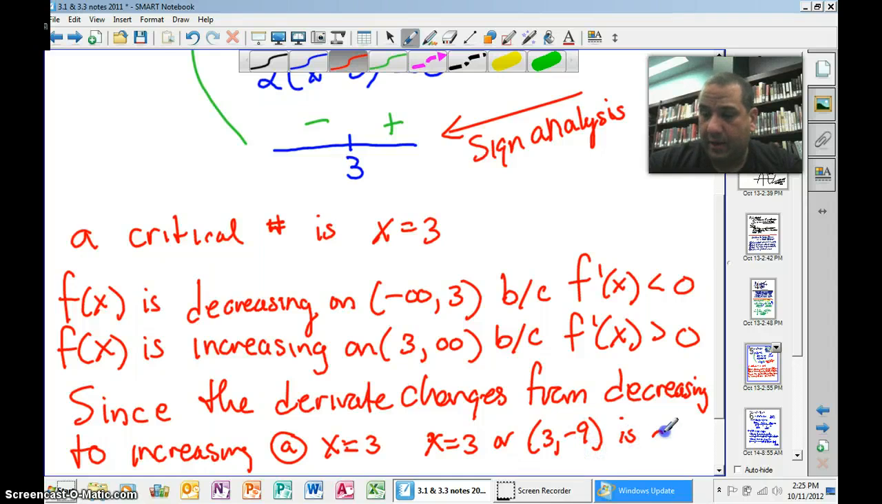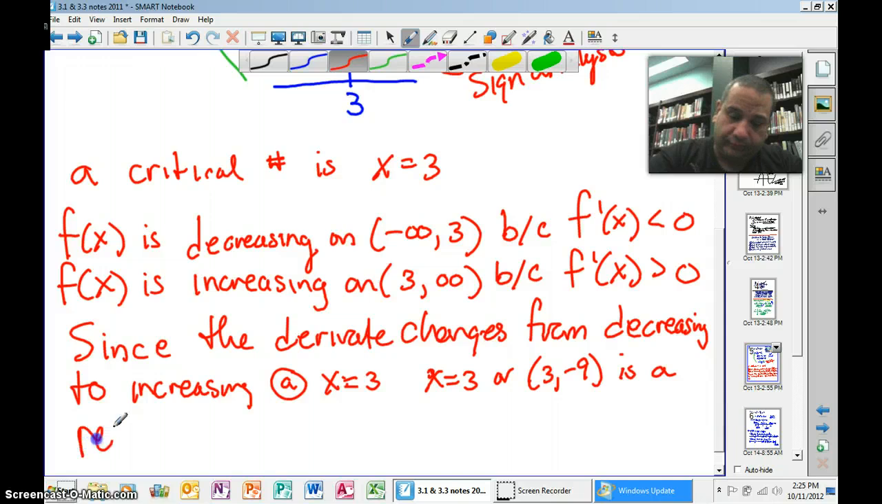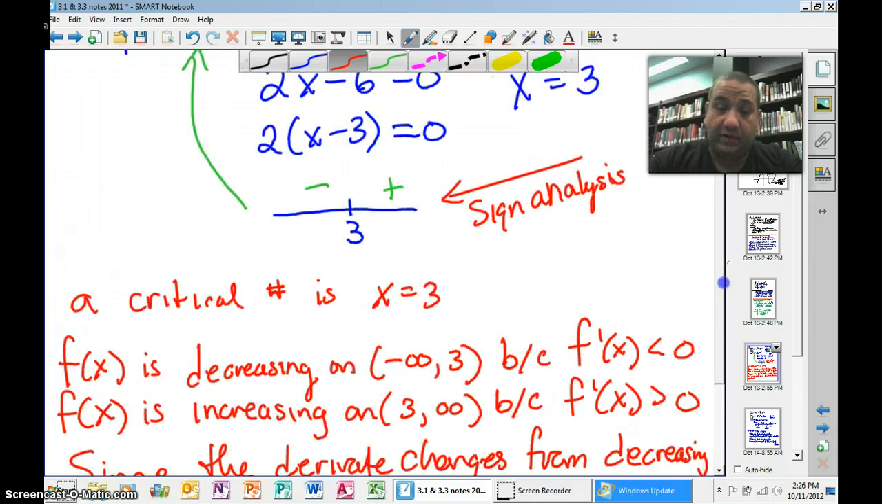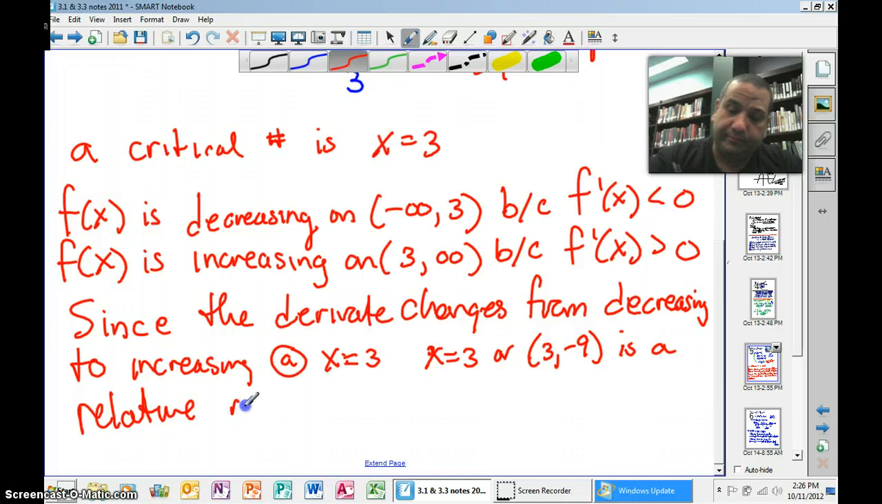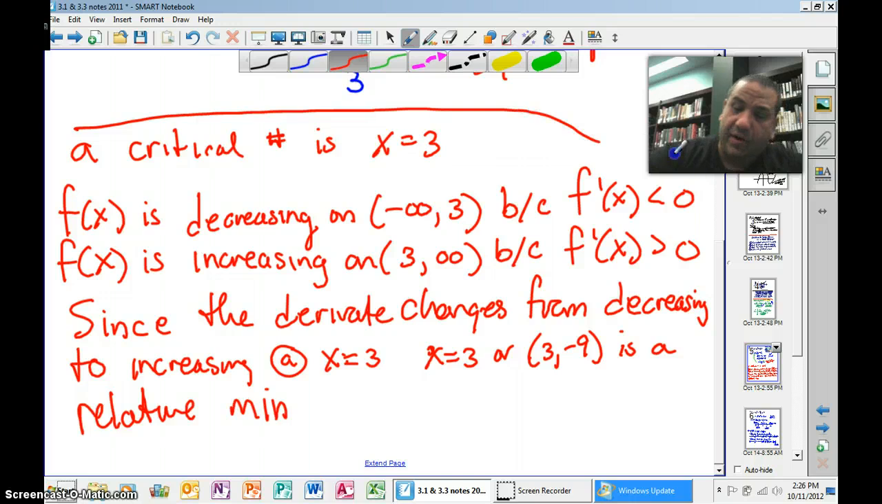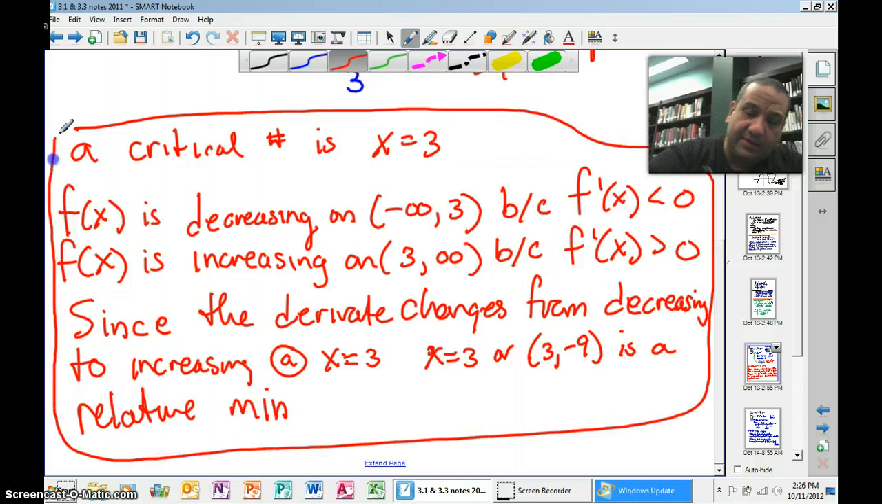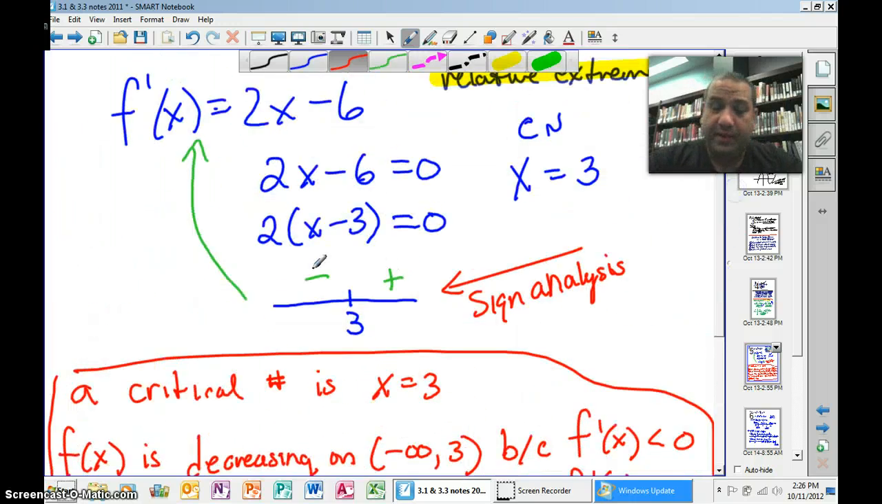is a relative, let's see, decreasing to increasing is a relative what? Decreasing to increasing? That looks like a relative min. That's it. So this is what you would have to write for the AP and my class. And that all comes from this little sign thing. Nice, nice. You know, sometimes big things come in little packages like this one.